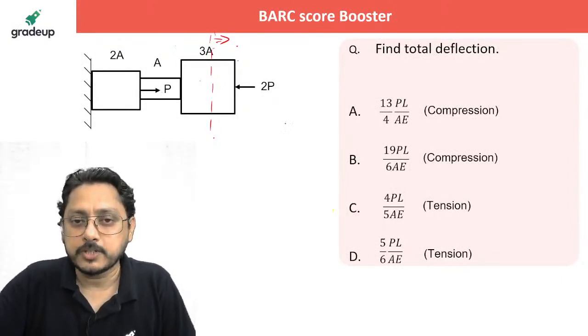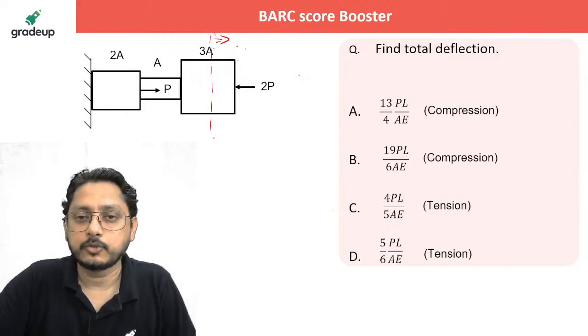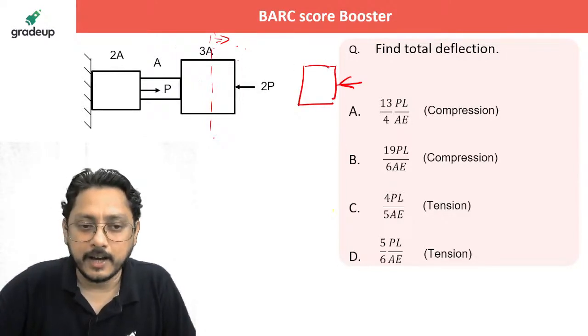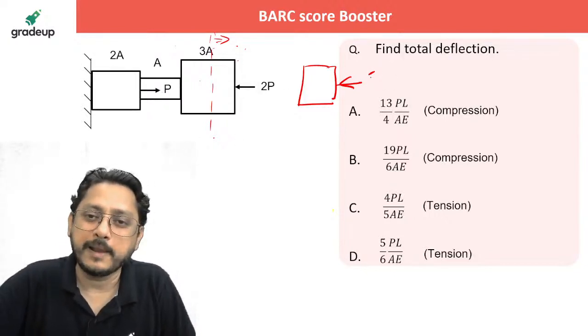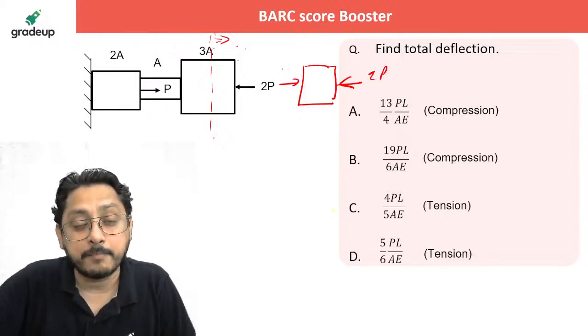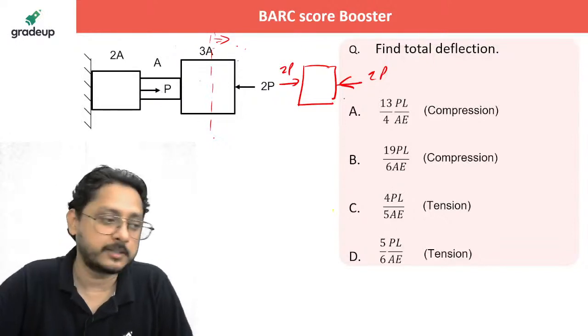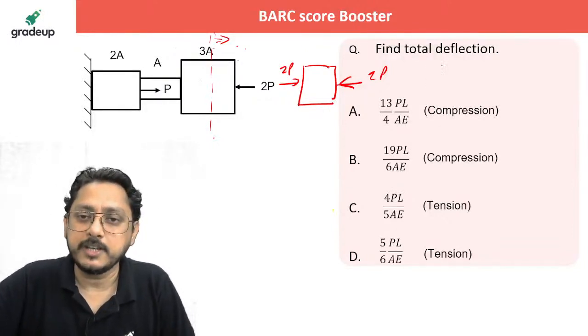So it is under compression of the 2P, if you see only one side. The larger block, if I draw, is under compression. Now the other side you don't have to worry. Simply apply one side, and the other side has to be simply that way, isn't it? So deformation, yes, PL by AE.